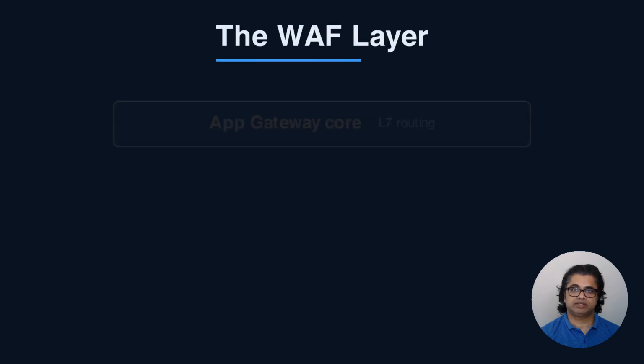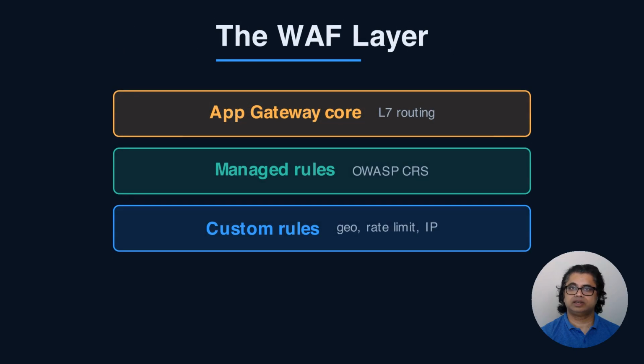The WAF is an optional tier on Application Gateway, and it's the same engine you'll see on Front Door. It runs managed rule sets, primarily the OWASP core rule set, to block SQL injection, cross-site scripting, and other common exploits. You can run it in detection mode to log without blocking while you tune, then flip to prevention mode.